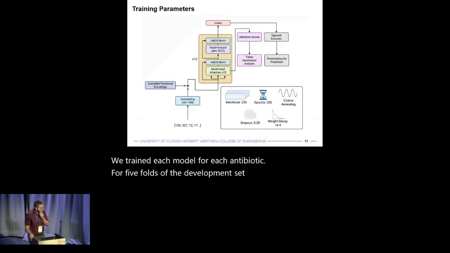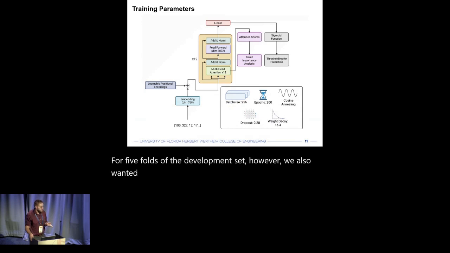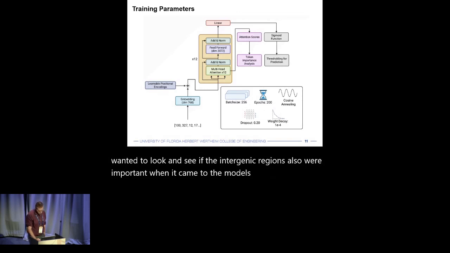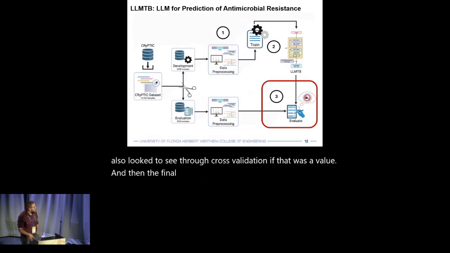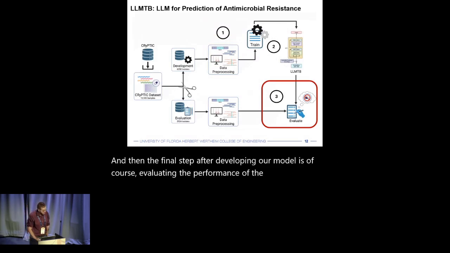We trained each model for each antibiotic for 5 folds of the development set. However, we also wanted to see if the intergenic regions were important when it came to the model's performance. So we also looked through cross-validation to see if that was of value. And then the final step after developing our model is, of course, evaluating the performance of the model on the evaluation set.